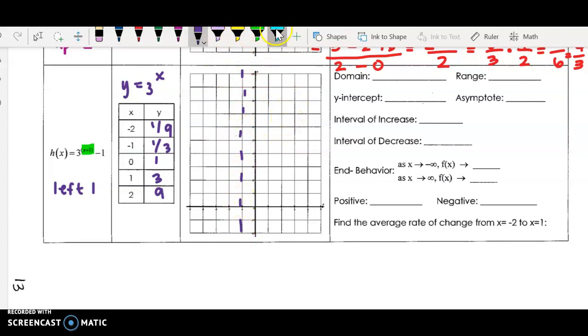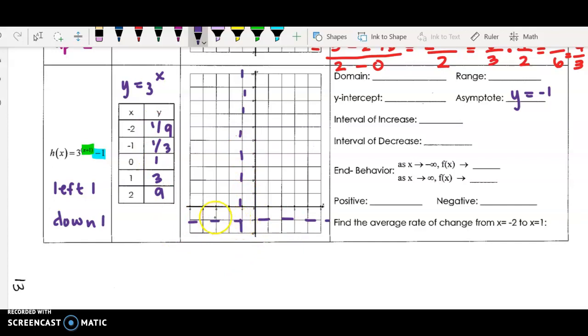And we'll have a vertical shift down 1 as well. So our asymptote will be here at y equals -1. Now we'll plot our parent function from the intersection of our shift line and our asymptote.